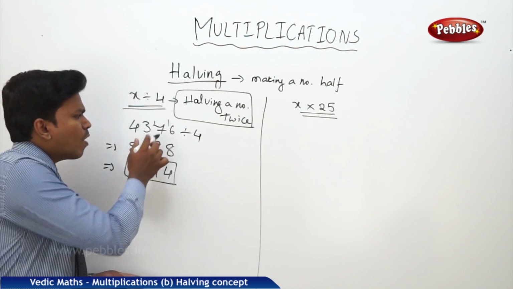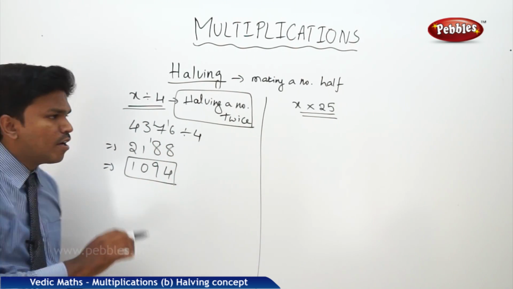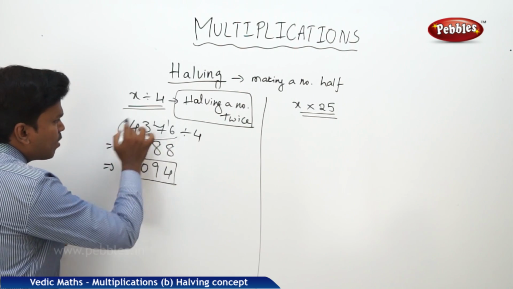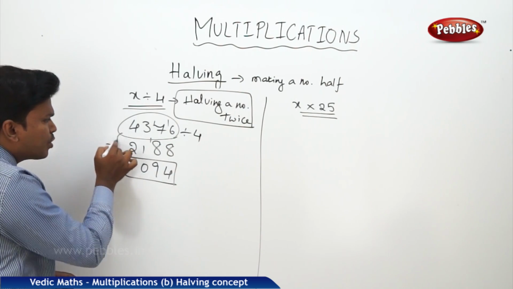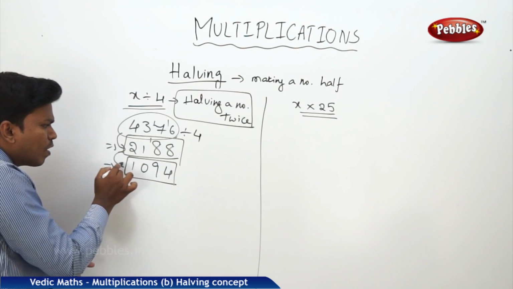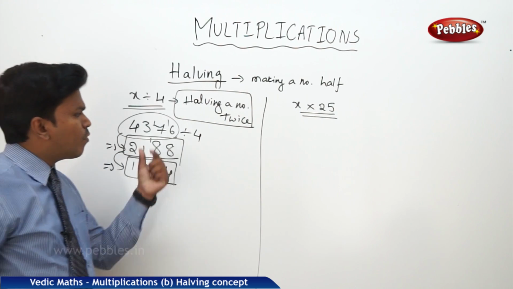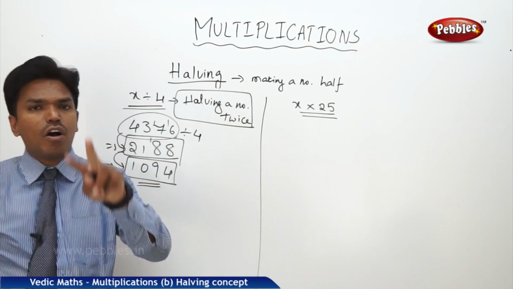That means if you want to divide a number by 4, simply make it half twice. First, take the given number and make it a half. How much did you get? 2 1 double 8. Again make it half of 2 1 double 8. How much did you get? 1094. So if you want to divide a number by 4, make it half twice.